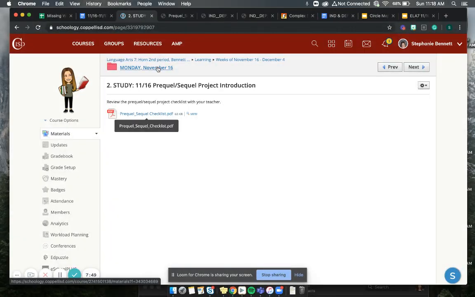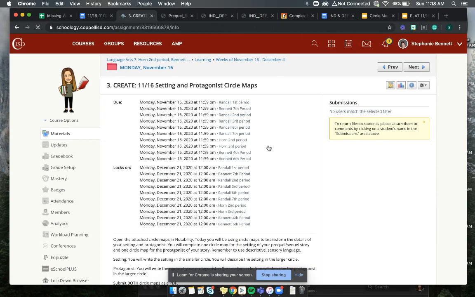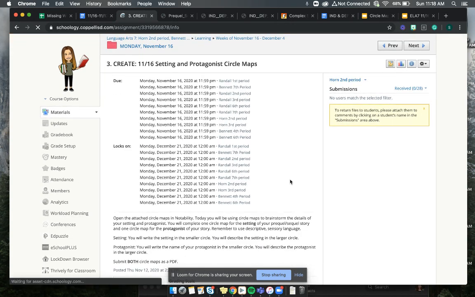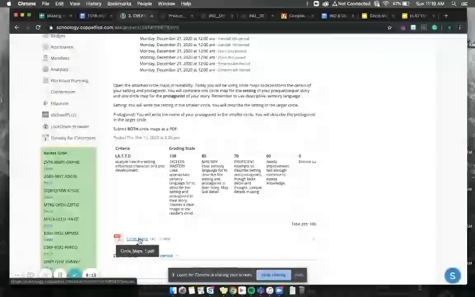Okay, so we are going to go back to Schoology now that you know kind of where we're headed this week. And we're going to go to task number 3, create. Okay, so this is called setting and protagonist circle maps. So it is telling you to open the attached circle maps in Notability. So these circle maps right here, you're going to open up in Notability.